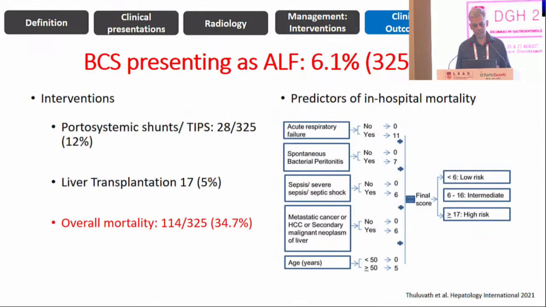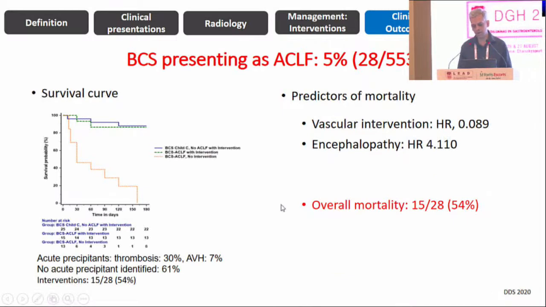Coming to presentations with ALF, interventions are possible. This group has a high mortality and only a small fraction of these patients can be intervened, but when you intervene, they are associated with good outcomes. Our own data in acute on chronic liver failure shows that when you manage such patients of ACLF with intervention, you can bring their outcomes to those similar to Child C. In contrast, those who you do not intervene on have a high mortality. A vascular intervention is associated with good outcome.